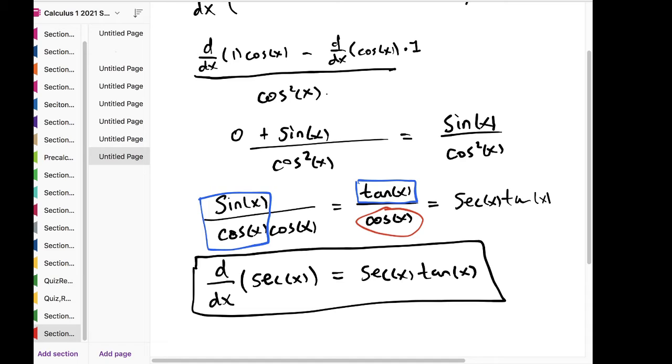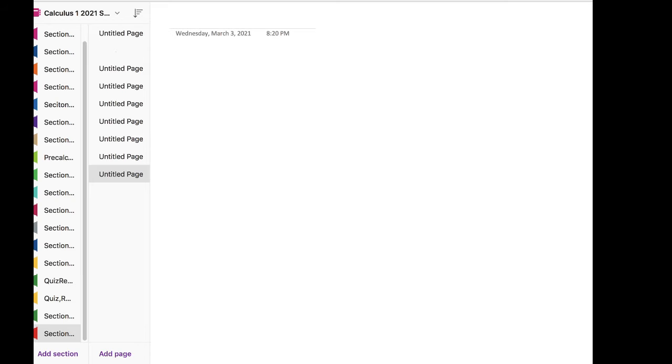Okay. Questions about that one? All right, let's keep going. What's the last one that we haven't done yet? We haven't done cosecant. What's cosecant again? It's 1 over sine.